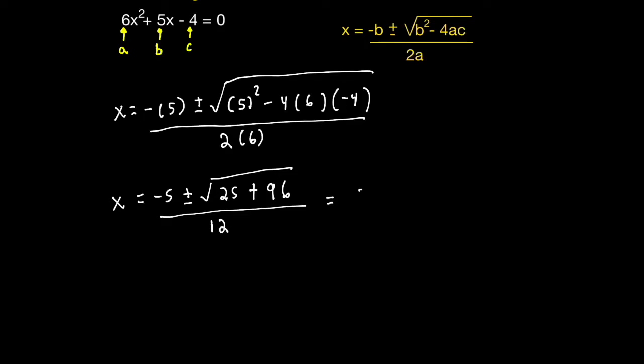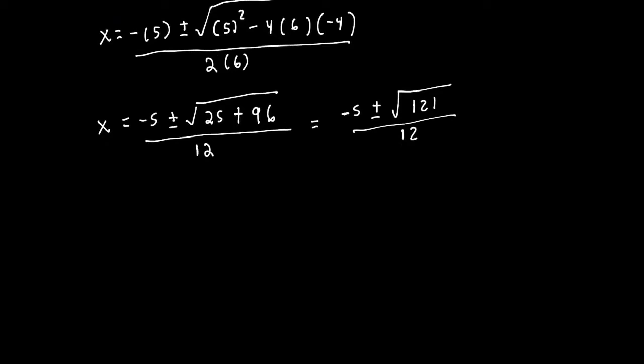This is going to reduce to negative 5 plus or minus the square root of 25 plus 96 is 121. We're going to divide that by 12. Now 121 is a perfect square. The square root here is going to be 11. So we have negative 5 plus or minus 11 over 12.